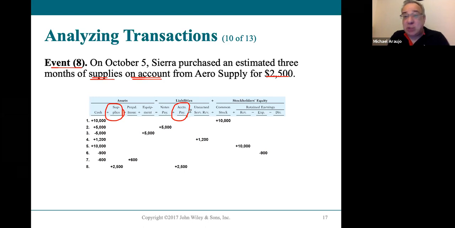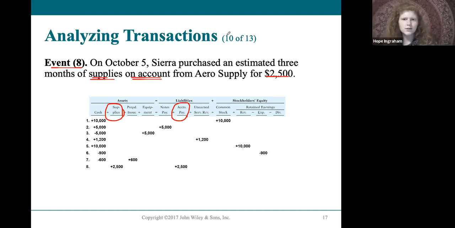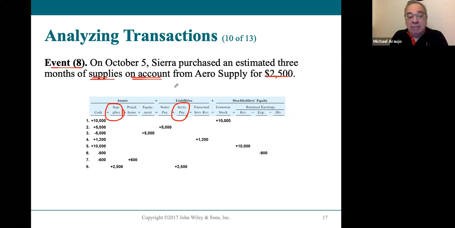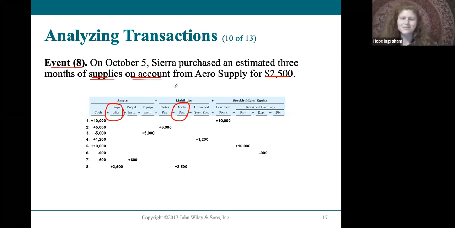Event number 8. It's my favorite event. Event 8 is a $2,500 debit to cash, and then $2,500 credited to accounts payable. Well, so cash isn't involved, right? Cash isn't involved. So supplies will get the debit for $2,500, right?